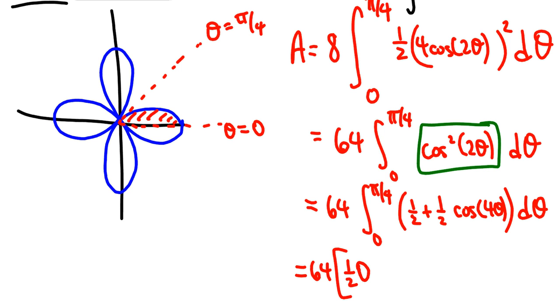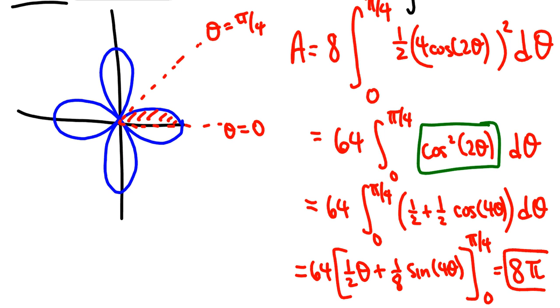Antiderivative of 1/2 is 1/2 theta. Antiderivative of 1/2 cosine 4 theta is 1/8 sine of 4 theta. We evaluate between 0 and pi over 4, and I won't bore you with details. So this was a scenario where we set up the integral 1/2 r squared d theta from here to there, and then we used an integral technique from previously in our course to take an antiderivative and be done.